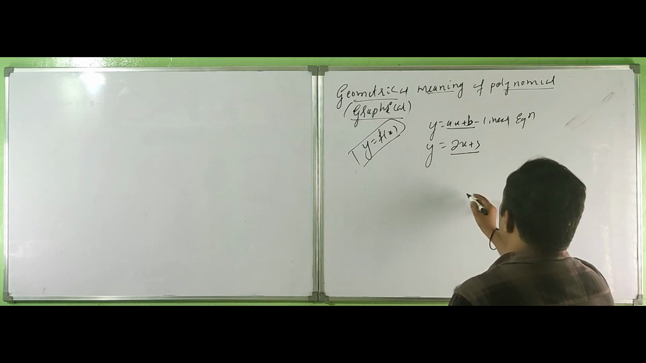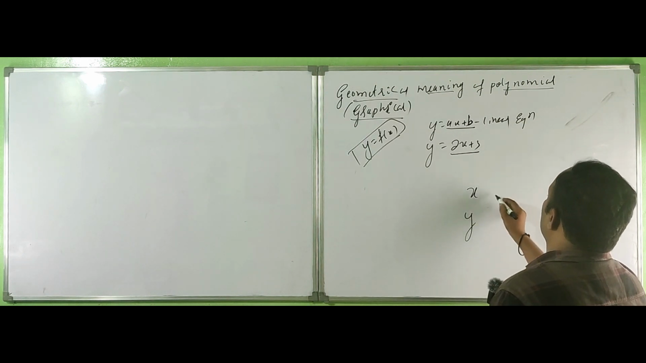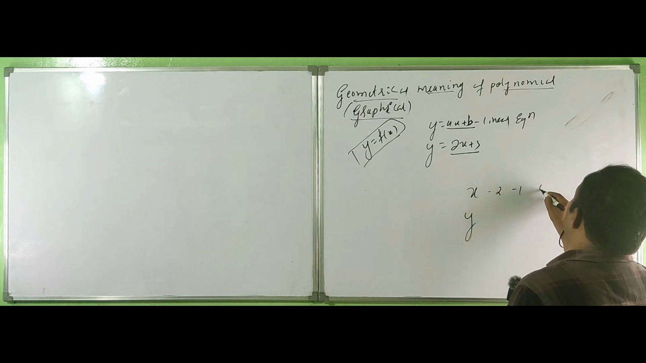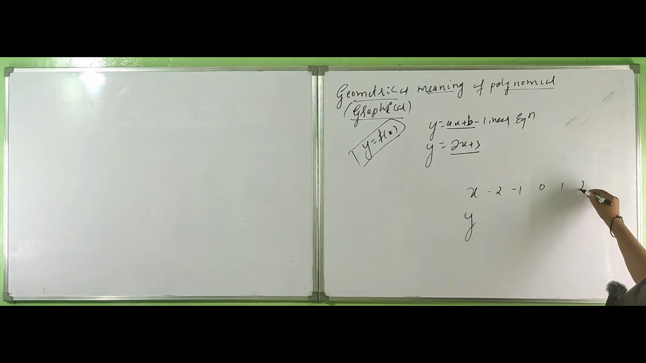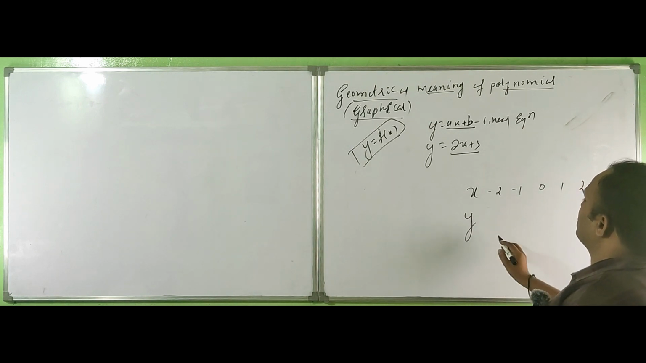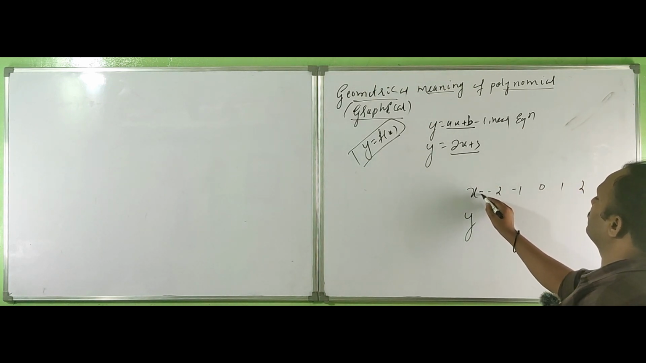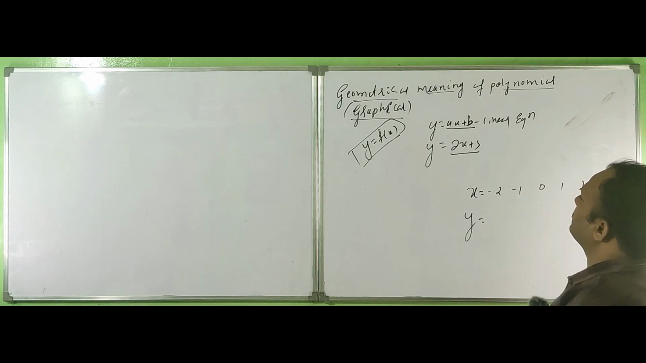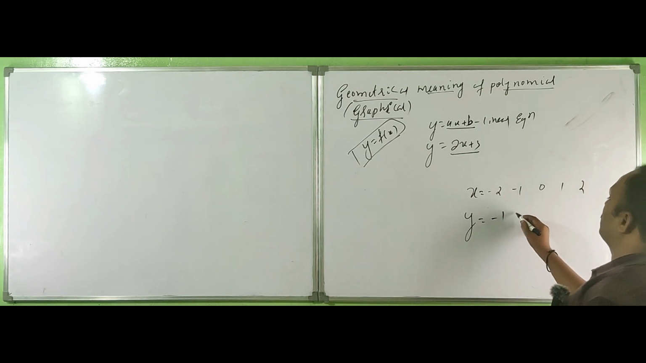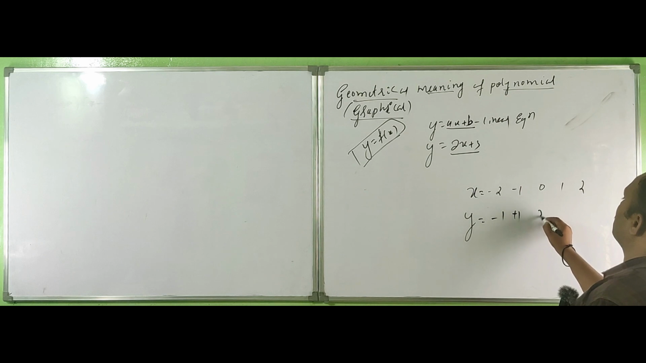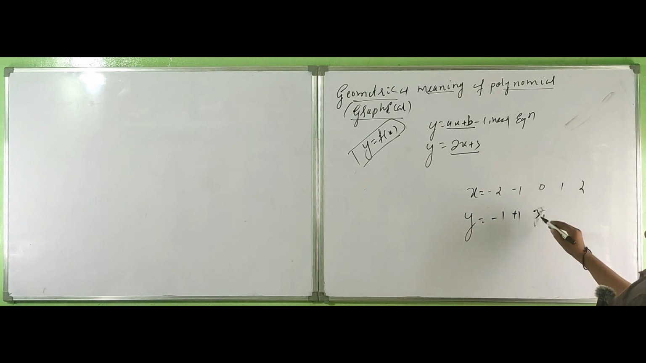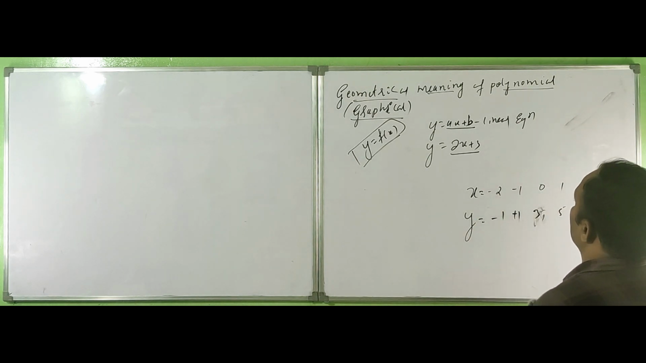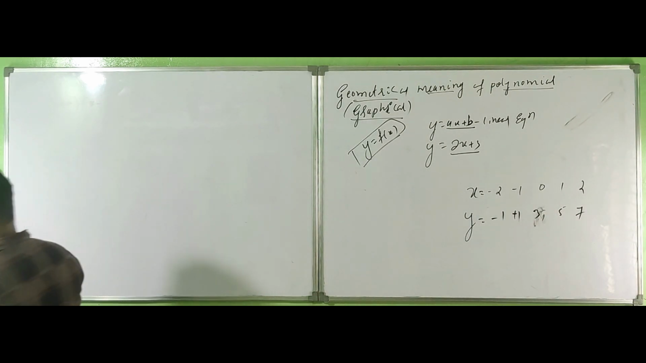Just take the values. I told you x is the independent variable. Take the values minus 2, minus 1, 0, 1, 2. For x equal to minus 2 we get y equal to minus 4 plus 3, which is minus 1. For minus 1, minus 2 plus 3 is 1. For 0 we get 3. For 1, 2 plus 3 is 5. For 2, 4 plus 3 is 7. These are the values of y with respect to x.